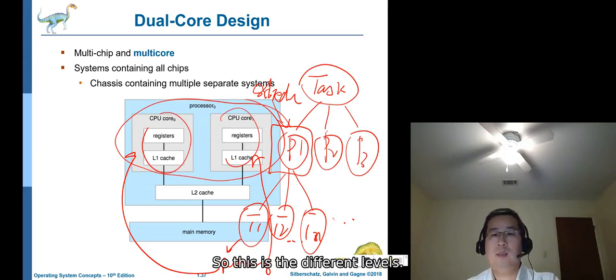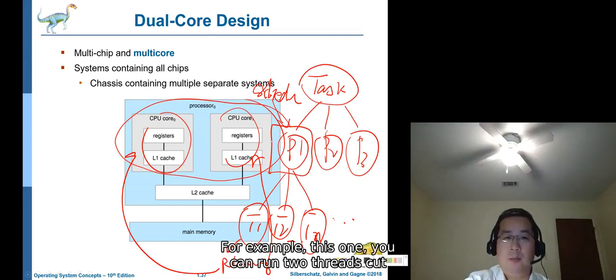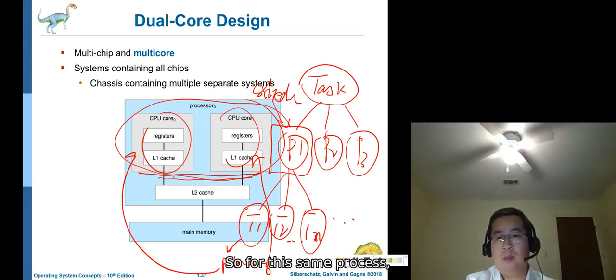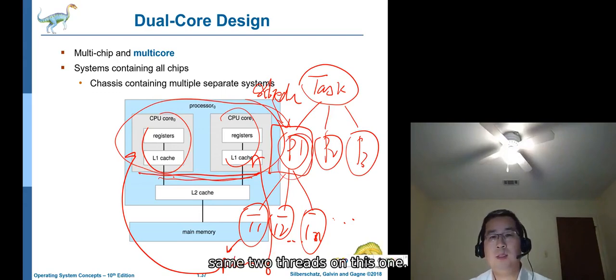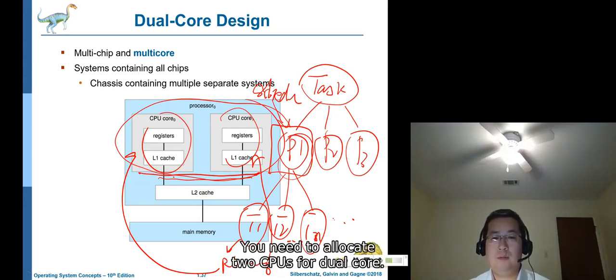So these are different levels. You can run multiple threads. For example, on this one you can run two threads, two threads within this same CPU. So for the same process, run the same two threads on this one. If it's not enough, maybe you need to get another one. For example, if you have four threads, you need to allocate two CPUs for dual core.